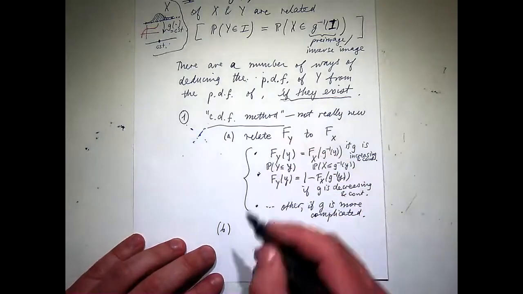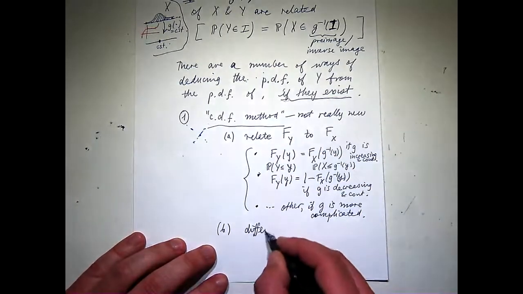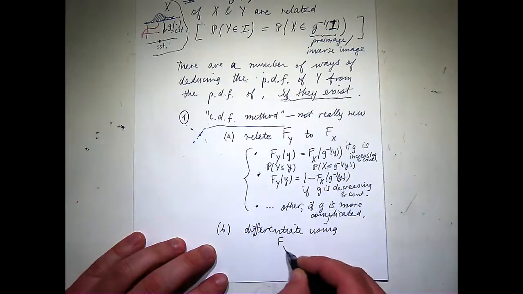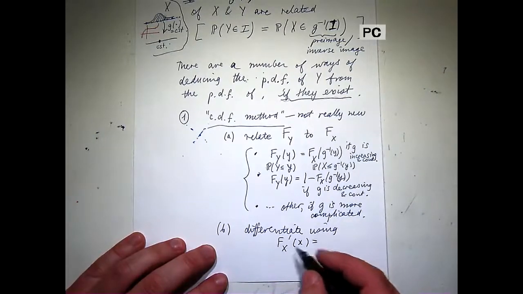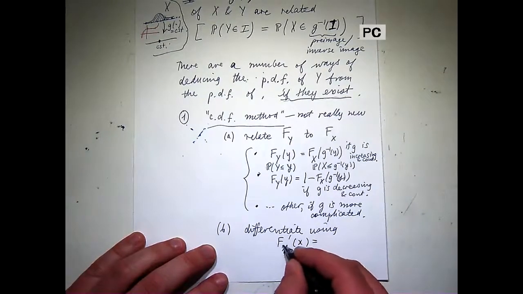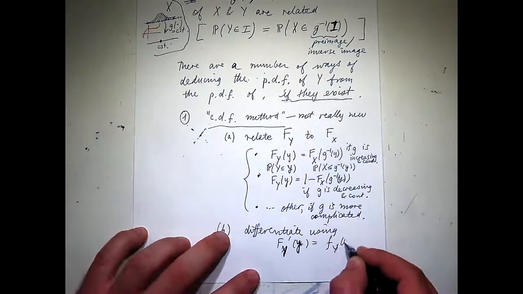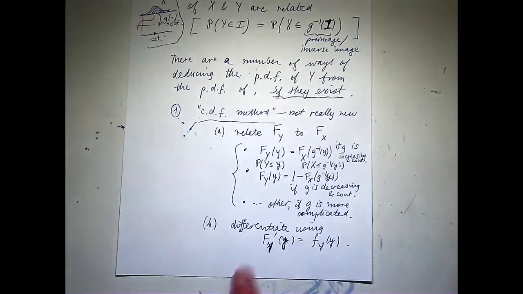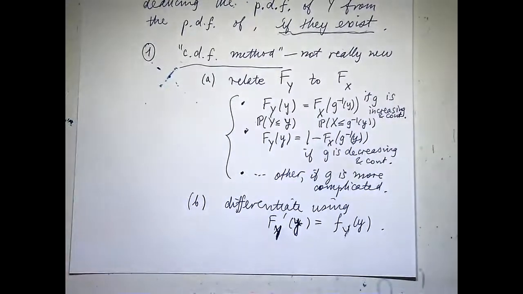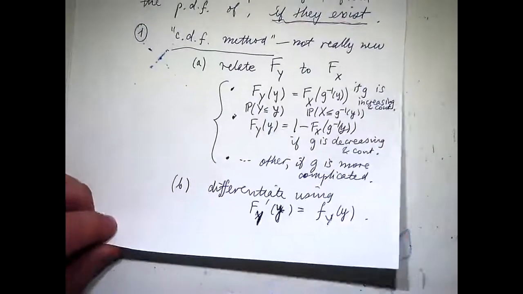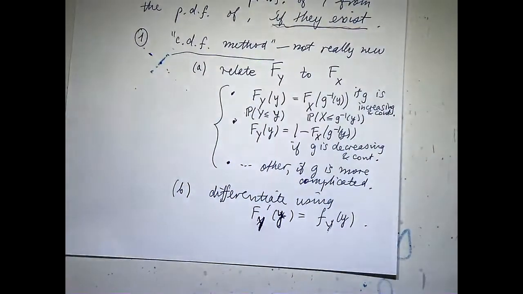And then B, differentiate using F_X prime of x is, well, let's say it this way, F_Y prime of y is equal to little f_Y of y. So both of these things were known before, and we even did an example of this. We did an example that fits into this category. Can anyone remember what that example was? We actually did it for the normal, because we wanted to understand what the square of a standard normal looked like. I did that in the context of talking about gamma distributions.